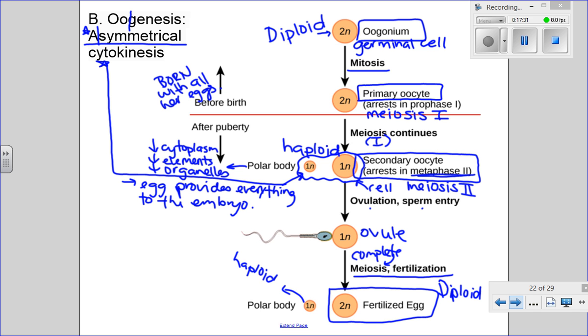It does not provide nutrition. It does not provide energy. Like usual, the girl's doing everything. The guy's doing nothing. I'm joking.